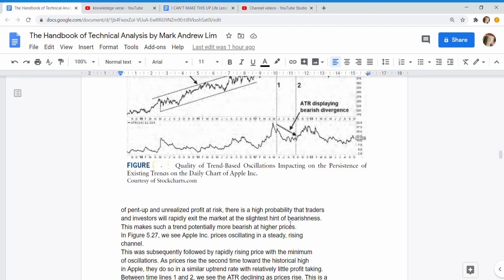With pent-up and unrealized profit at risk, there is a high probability that traders and investors will rapidly exit the market at the slightest hint of bearishness. This makes such a trend potentially more bearish at higher prices.